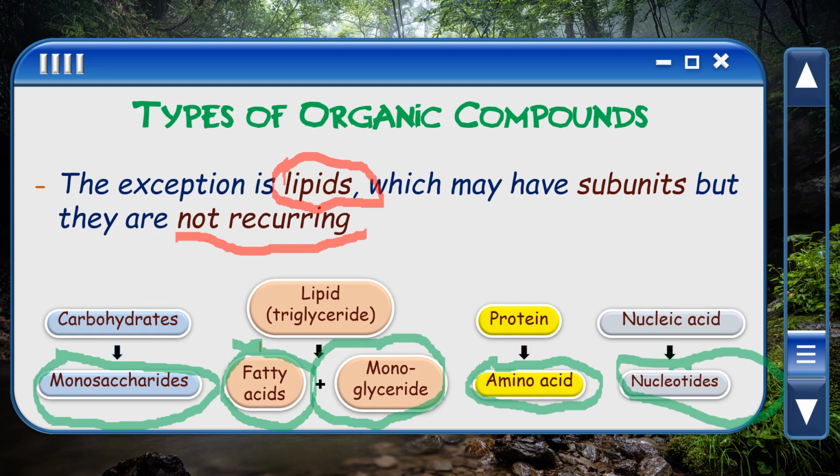But for the fatty acids or the lipids, they have subunits which are fatty acids and the monoglyceride, or what we call glycerides. These ones are not reoccurring. You can't find a fatty acid connected with a fatty acid, connected with a fatty acid, connected with a fatty acid to form a lipid. No. Fatty acids connect with monoglycerides and then they form a lipid, but they are not reoccurring.